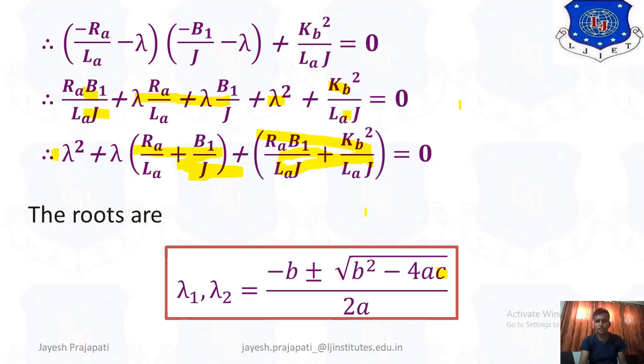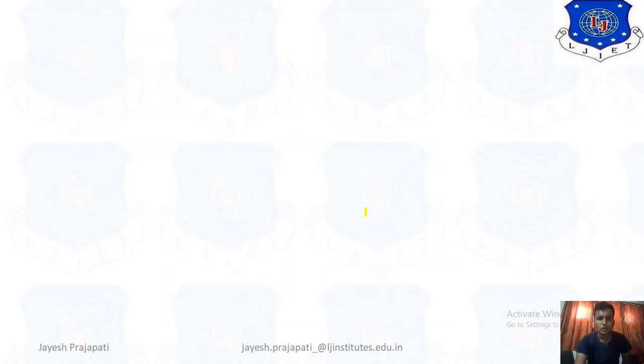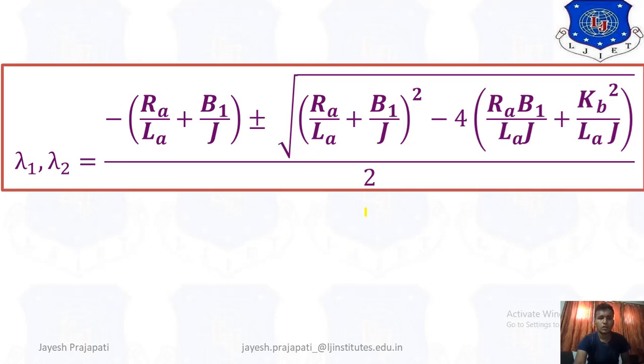So in the next step you can see lambda 1, lambda 2 is equal to minus in bracket form (Ra by La plus B1 by J) plus or minus under root of (Ra by La plus B1 by J) whole square minus 4ac, where a is equal to 1 and c is equal to (Ra B1 plus Kb square) divided by La into J, and the whole expression divided by 2. That is the main roots for this state space modeling.